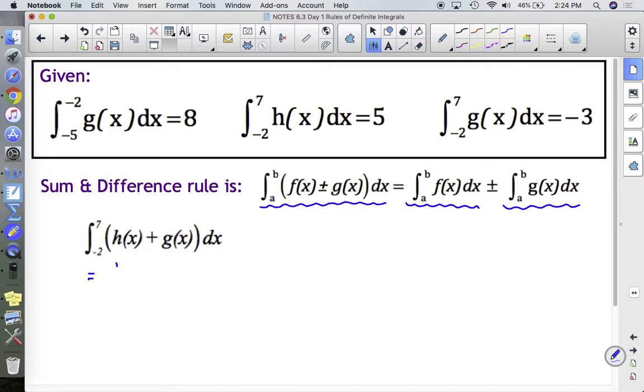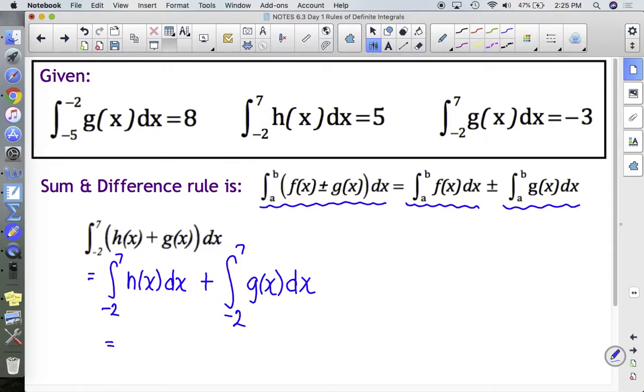But what I do have is what happens from -2 to 7 of just h of x. And again, make sure that that's closed, because again, dx for your differential. And then over that same set of bounds, if I can find out what happened to g of x, then I can go ahead and combine those two and get the original sum or difference of those two to get the intended integral value. So from -2 to 7, the integral of h of x is worth 5. And from -2 to 7, I'm given that g of x is -3. So the integral sum would be 2.